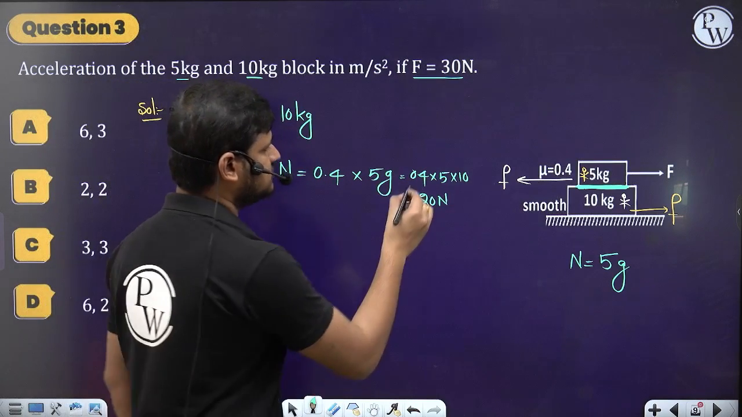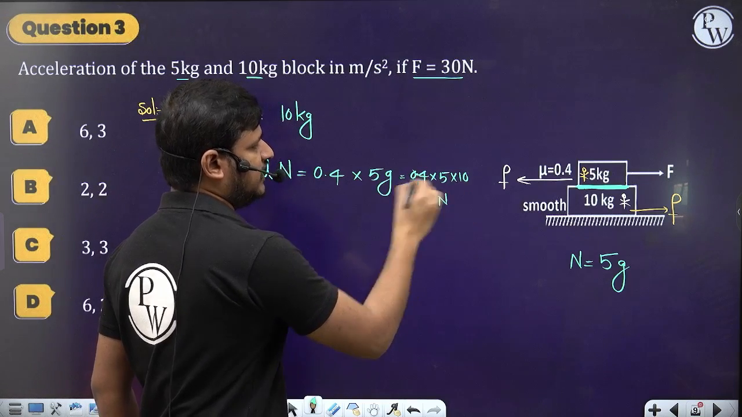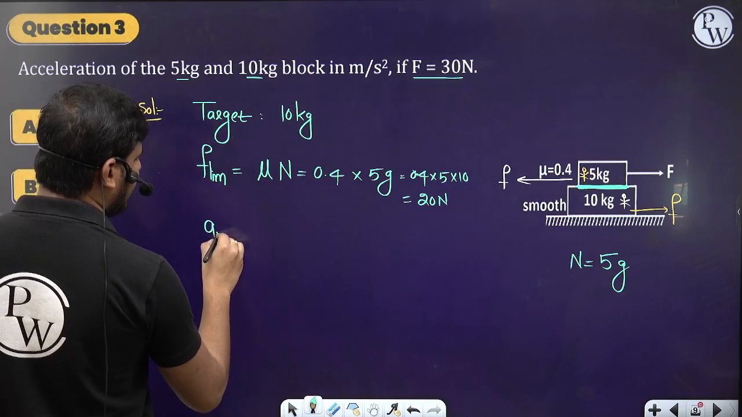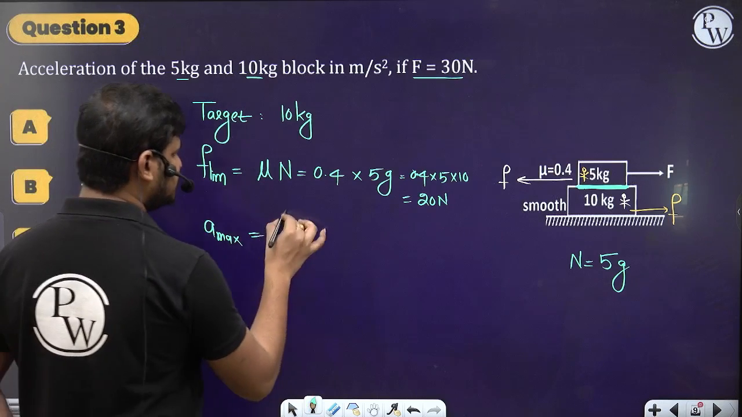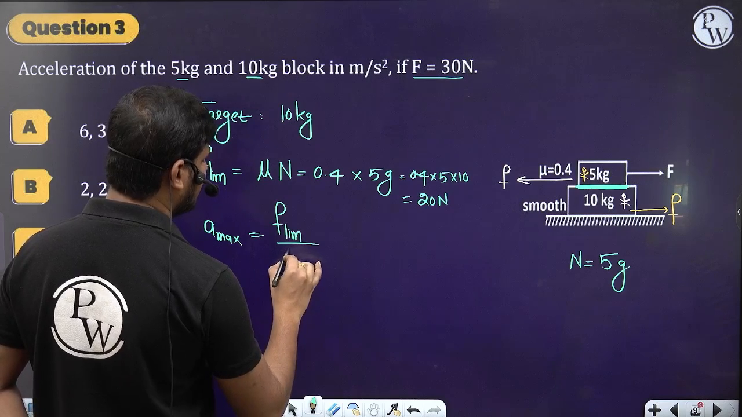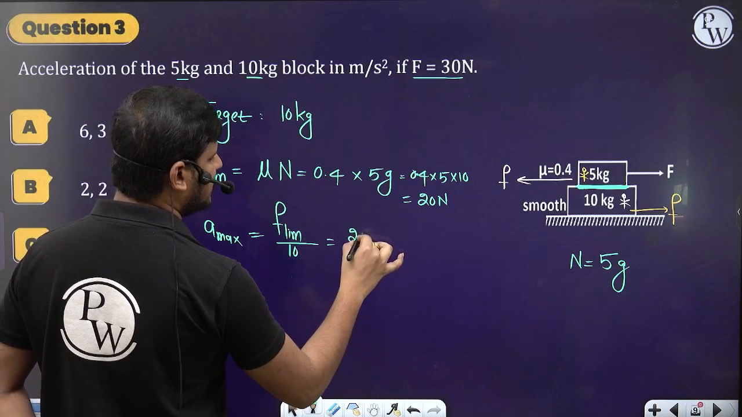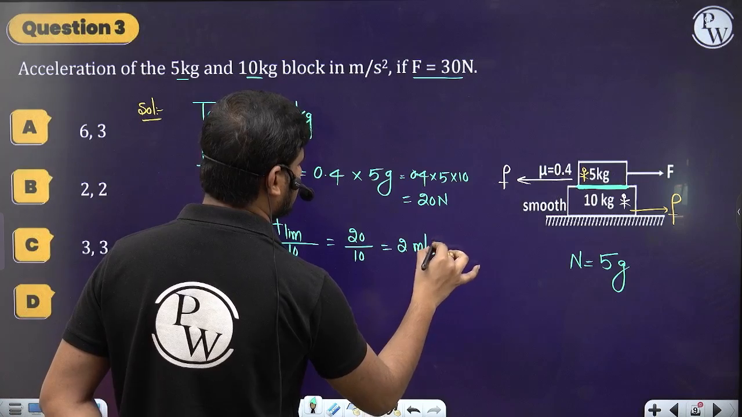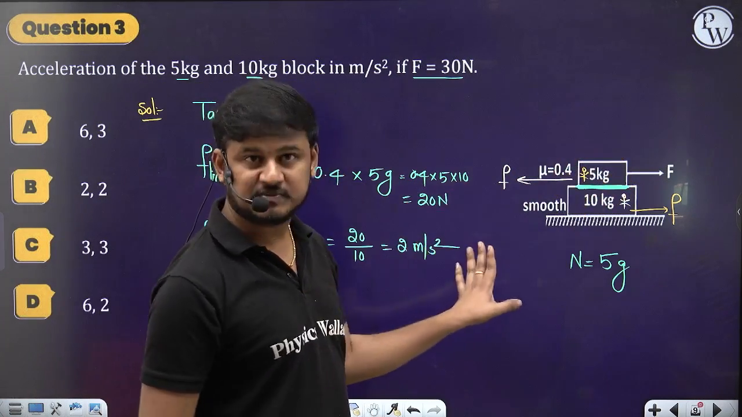Yes or no? 0.4 into 5, yeah, 20 newtons F limiting. Then find the A max of the target block. F limiting divided by the target block mass, which is 10 kg. So F limiting is 20 by 10, which is equal to 2 meter per second square. So the maximum acceleration of these blocks is going to be 2 meter per second square.